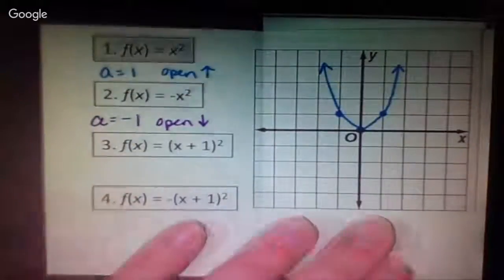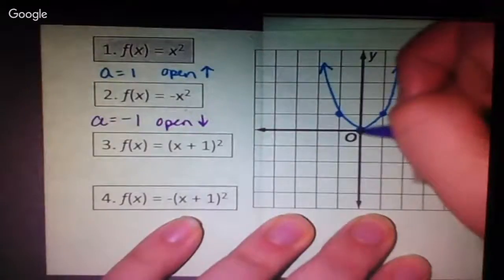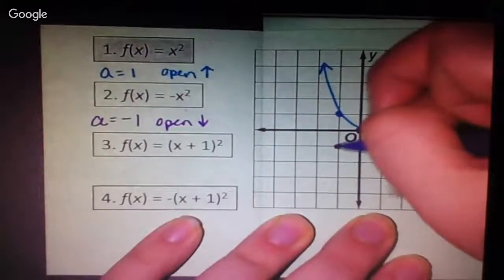Are we in art class or what? Yes, absolutely. Math is an art.